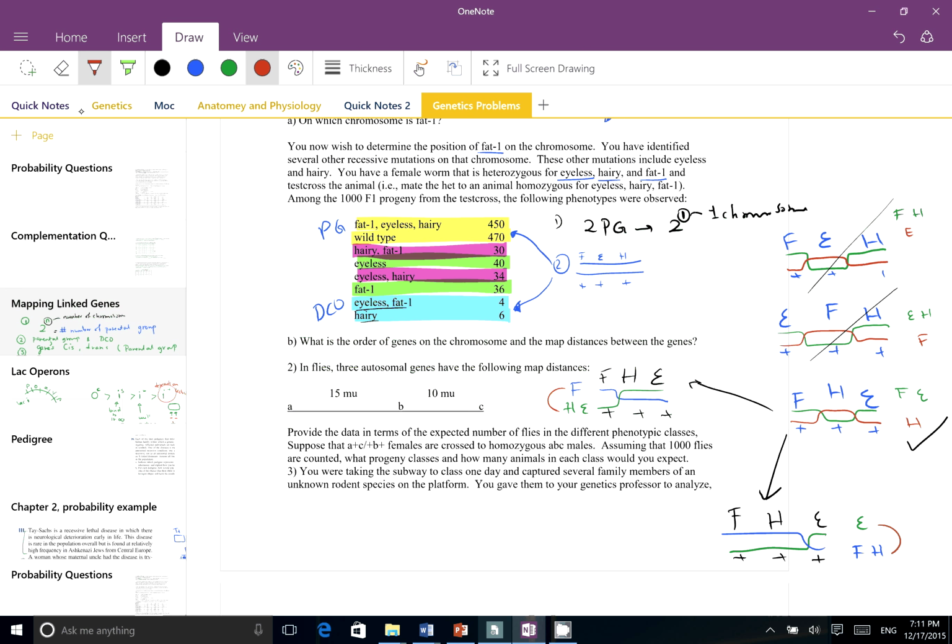When I colored it based on the numbers that are close to each other, I get fat and eyeless on the same pair, and I get hairy fat with eyeless hairy on the same pair. That is incorrect. That's not what this pair is showing me. Grouping the numbers that are close to each other is usually correct.